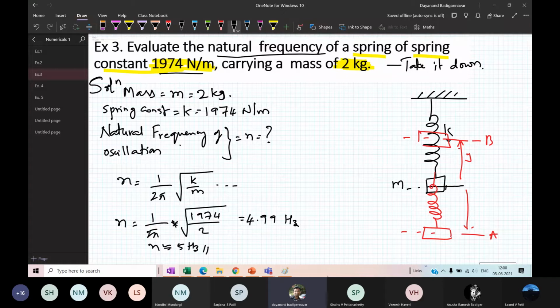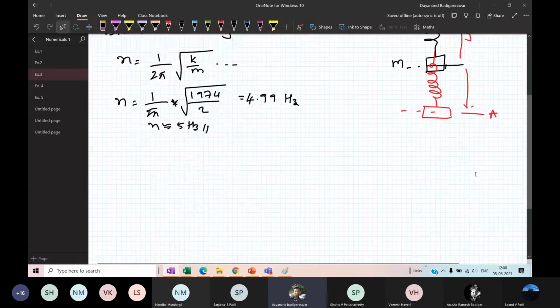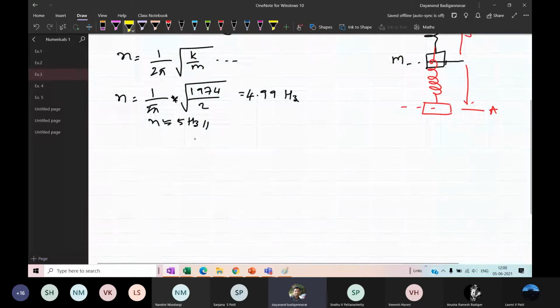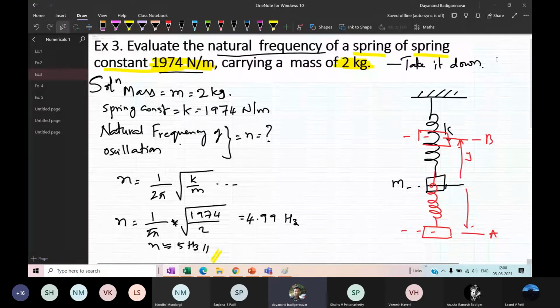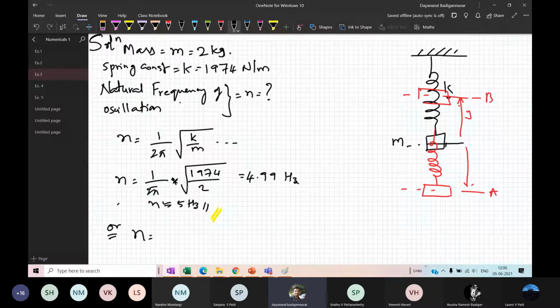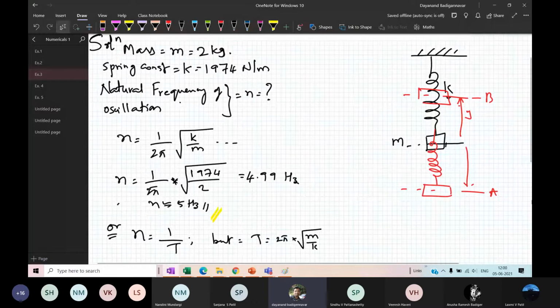There is one more way of doing this one. So this is the right answer that you have got, this is the answer for n. So how to do it the other way? You know that the frequency of oscillation n is given by 1 upon t. You have to calculate t, but t is equal to 2 pi into root of m divided by k. So it is the same. What you are getting is the same.